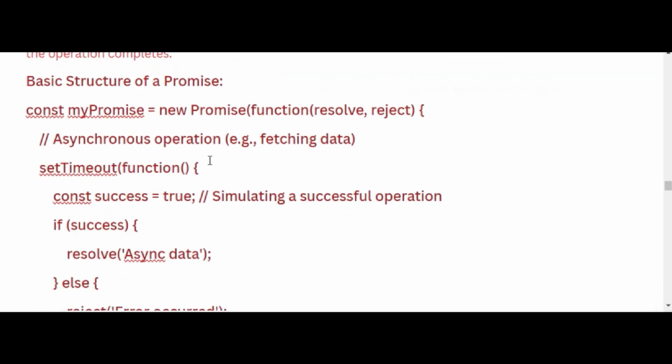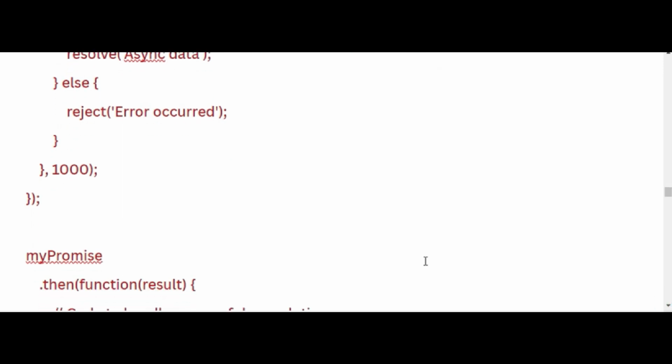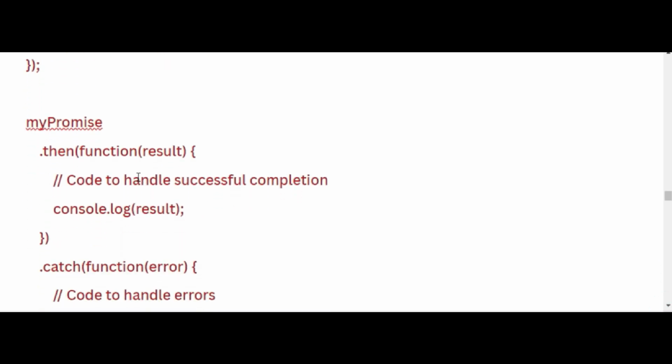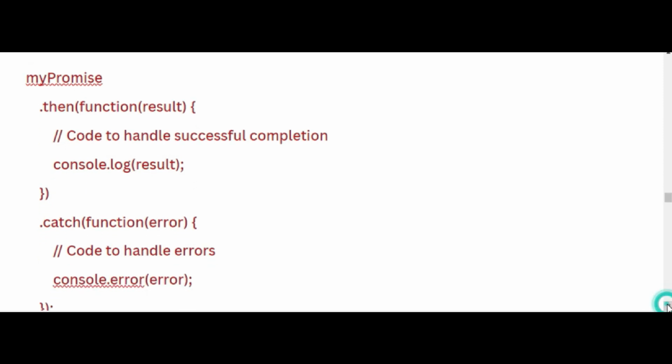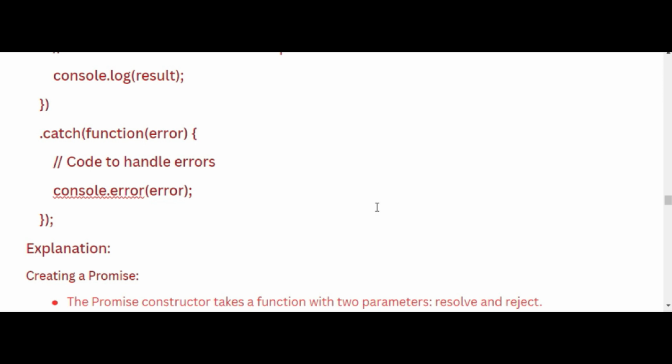Basic structure of a promise. const myPromise = new Promise(function(resolve, reject) { // asynchronous operation, for example fetching data. setTimeout(function() { const success = true; // simulating a successful operation. if (success) { resolve("asynchronous data"); } else { reject("error occurred"); } }, 1000); }). Now myPromise.then(function(result) { // code to handle successful completion. console.log(result); }).catch(function(error) { // code to handle errors. console.error(error); }).